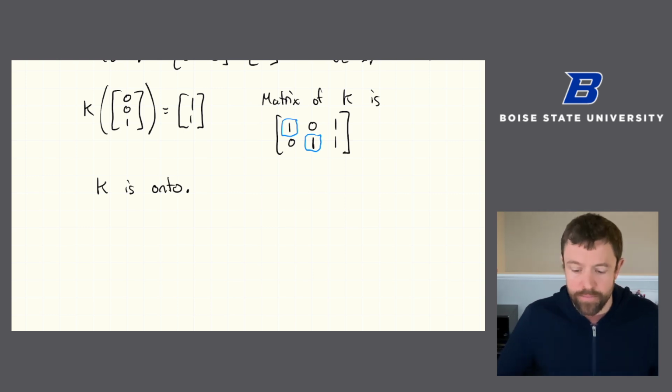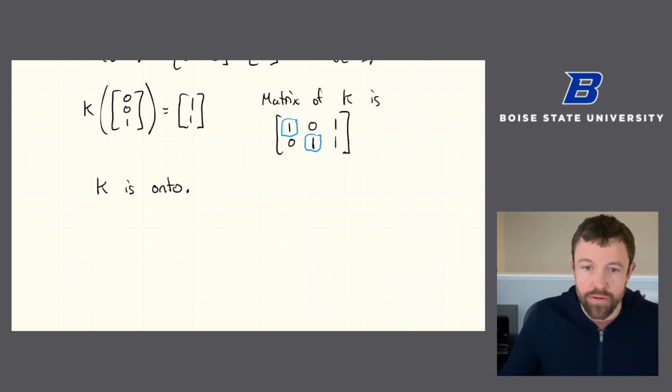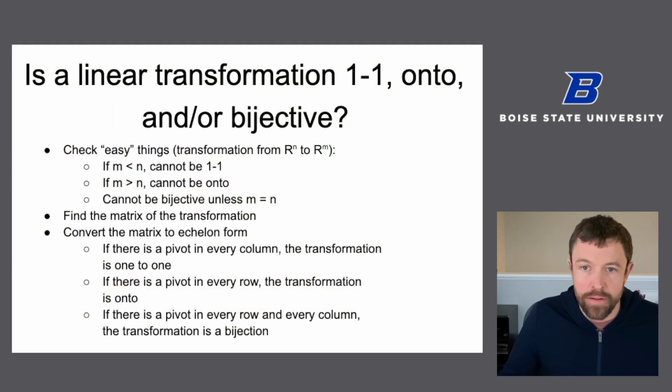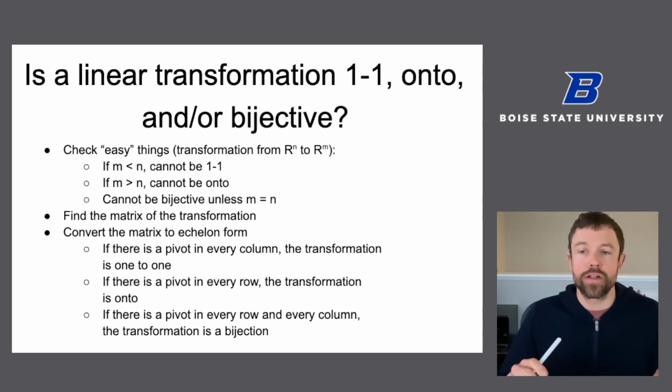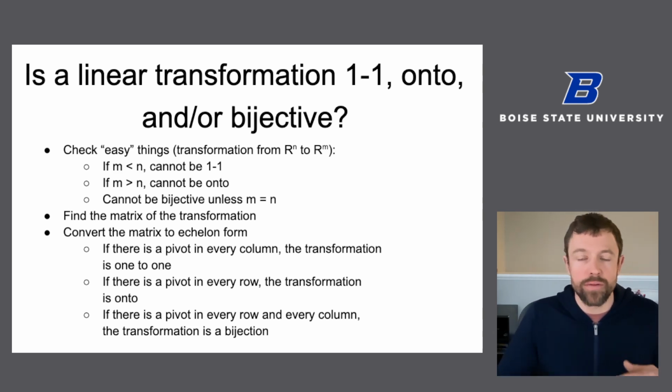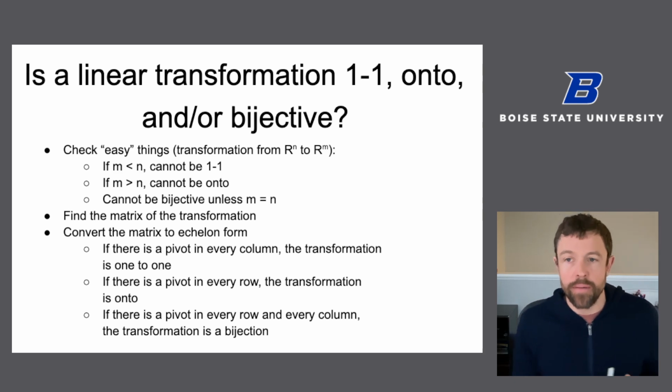So to recap, we have this process for figuring out whether a linear transformation is one-to-one, onto, or bijective. And this is actually kind of an amazing thing that it's so easy to do because, as I mentioned in the part about real valued functions, one-to-one, onto, and bijection are things we can define in any situation where we're talking about functions, but are not things that in general are easy to determine.